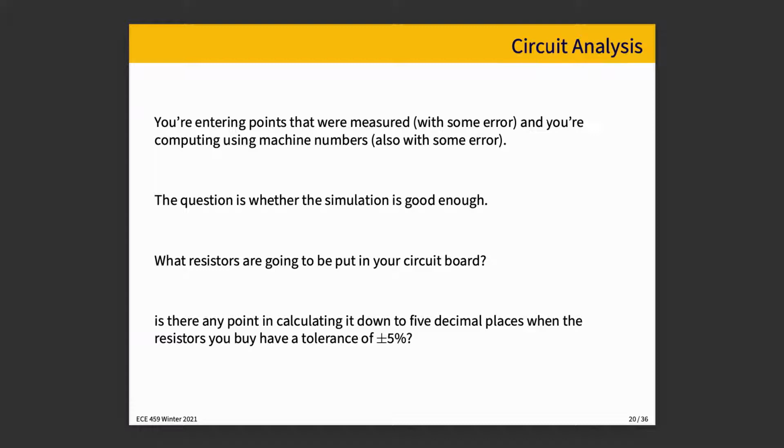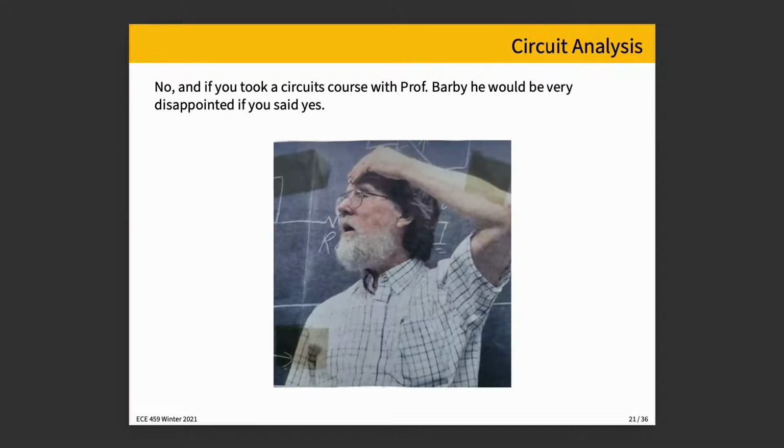If the goal is to do some circuit analysis to figure out what resistors you want to put on your circuit board, is there any point in calculating down to 5 decimal places what the exact resistance should be when the resistors you buy have a tolerance of plus minus 5% or plus minus 1%? No, and if you took a circuits course with Professor Barbie, he will be very disappointed if you said yes.